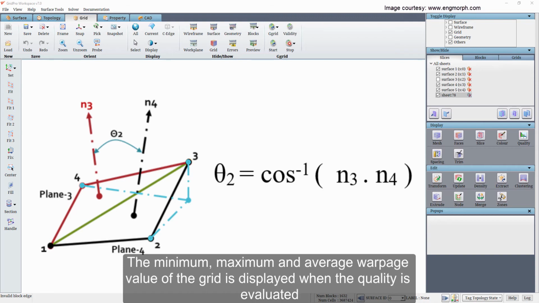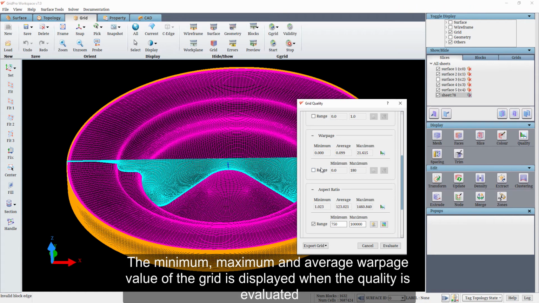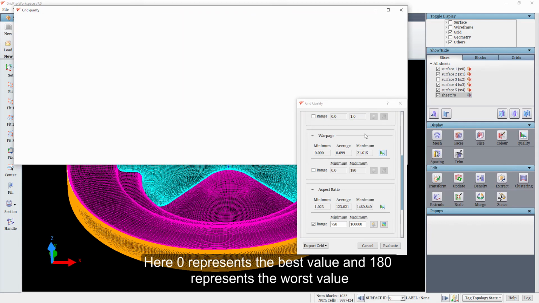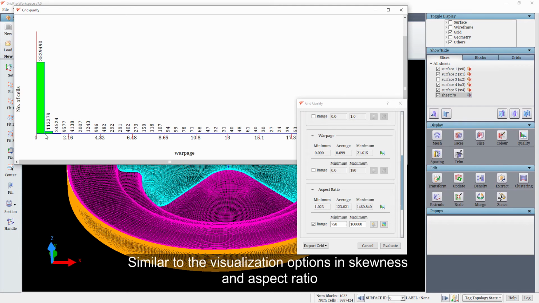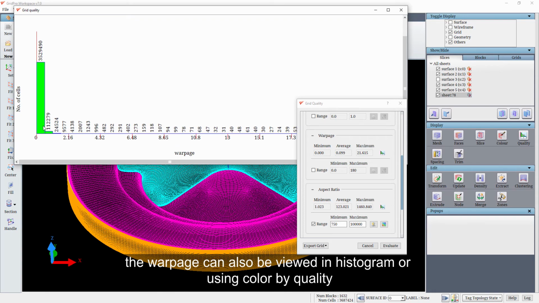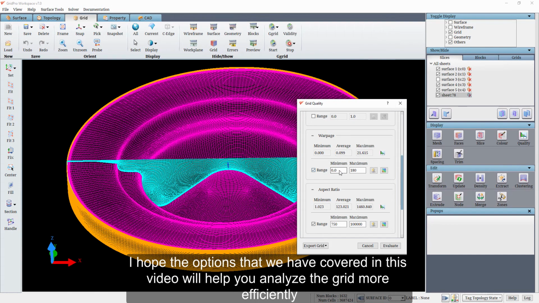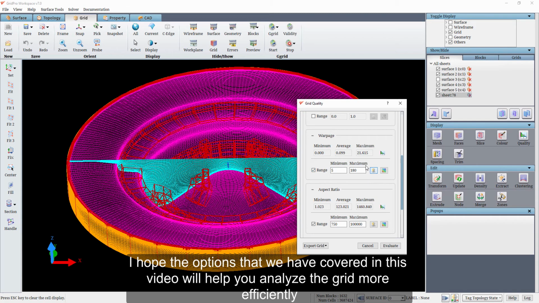The minimum, maximum and average warpage value of the grid is displayed when the quality is evaluated. Here, 0 represents the best value and 180 represents the worst value. Similar to the visualization options in skewness and aspect ratio, the warpage can also be viewed in a histogram or using color by quality. I hope the options that we have covered in this video will help you analyze the grid more efficiently.